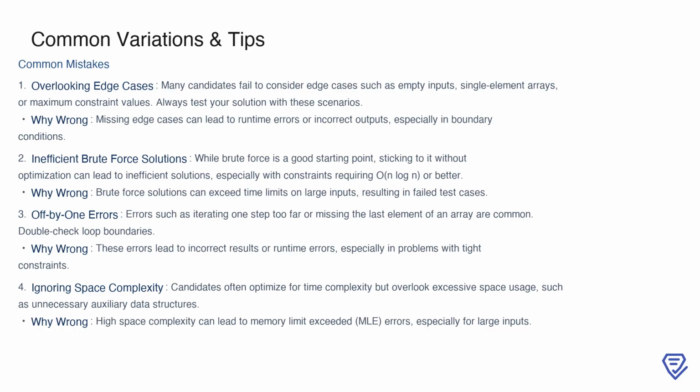Off-by-one errors are another common challenge. These occur when you iterate too far or skip critical elements in an array. To avoid this, double-check your loop boundaries carefully. Finally, don't ignore space complexity. While time complexity often takes priority, excessive space usage from unnecessary data structures can lead to memory limit exceeded errors, particularly for large inputs. Balancing both time and space efficiency is key to crafting robust solutions.